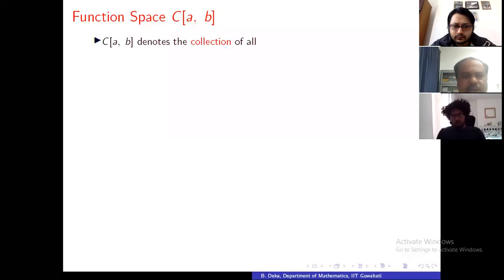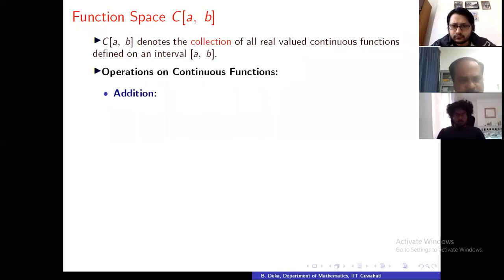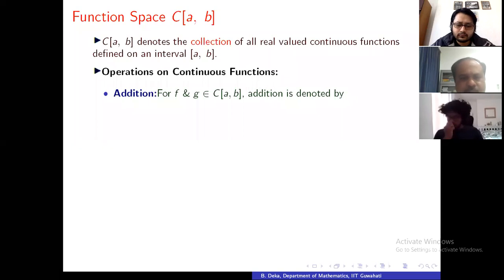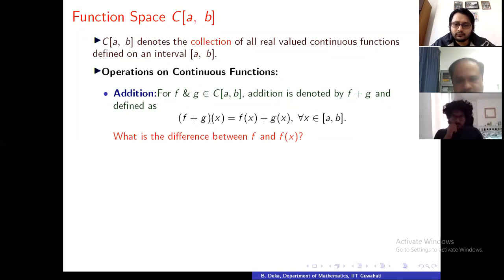So what is C[a,b]? It is the collection of all continuous functions defined on the interval [a,b]. And on C[a,b] you can define some operations over the collection of continuous functions. If f and g are continuous functions, then you can define the addition of two functions by f plus g, and f plus g is also a function which maps x to f(x) plus g(x). Now if you see, notation-wise there is a difference between the notation f and f(x).